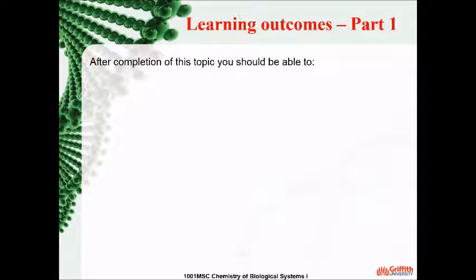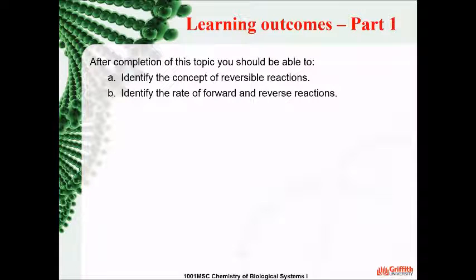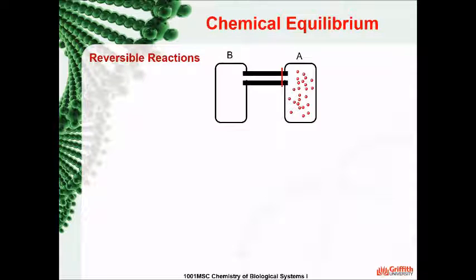The learning outcomes for the first part of Module 9 are: identify the concept of reversible reactions, and identify the rate of forward and reverse reactions. Everything around us is related to equilibrium. So before we start the lecture, let's look at this simple example to explain the concept of equilibrium.